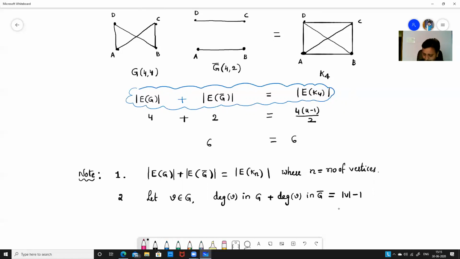Let me check it for the previous one. Let me take an example now, you'll get a clear idea. What is the degree of A? The degree of A in G plus the degree of A in G bar must be equal to the total number of vertices minus 1. Total number of vertices, how many do we have? 4 vertices, so 4 minus 1. Let me check, is it correct or not?